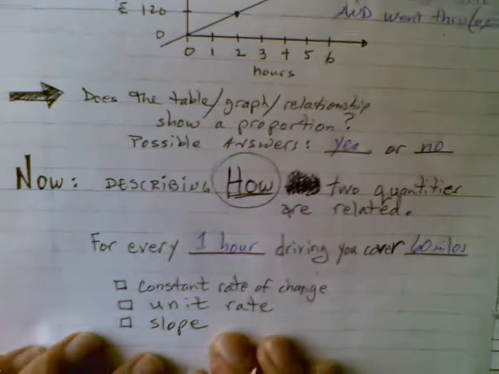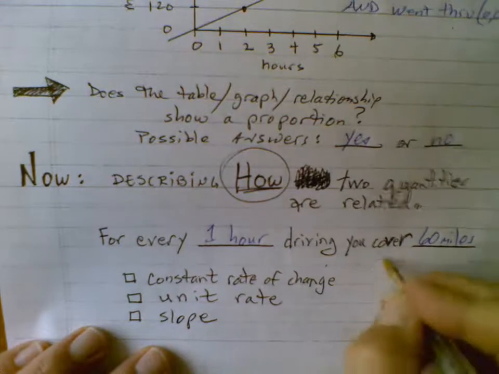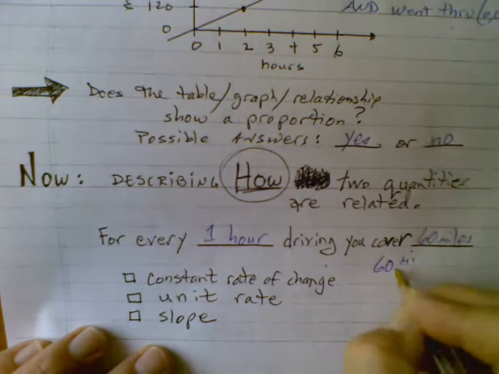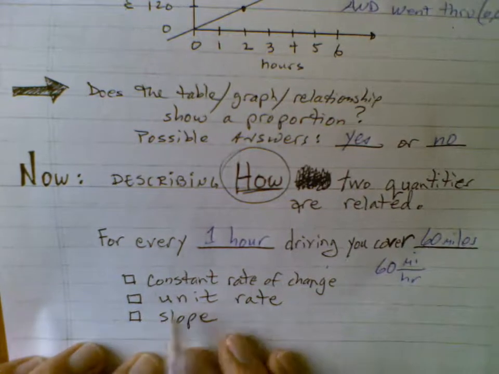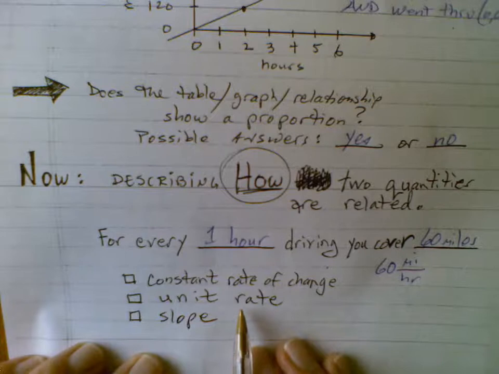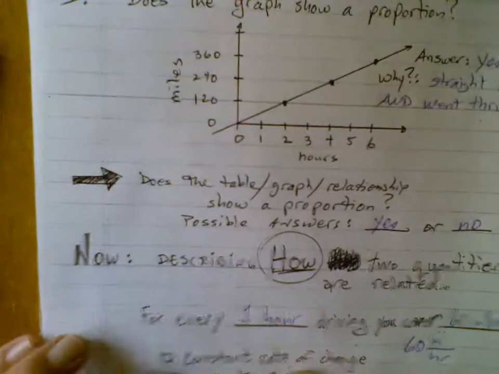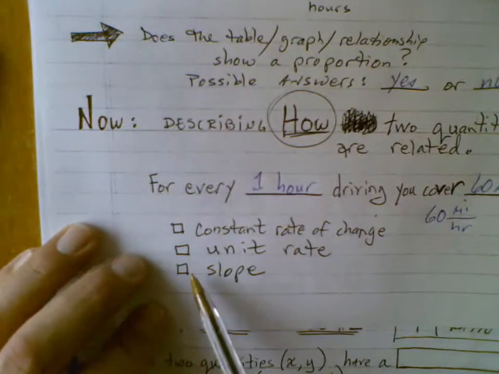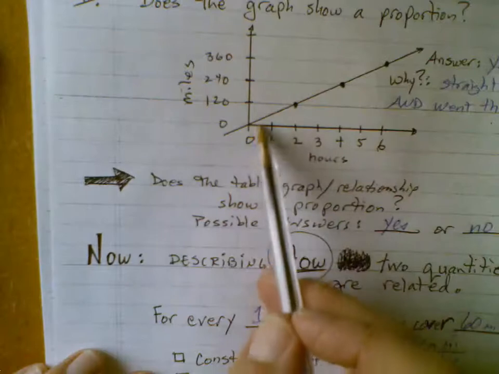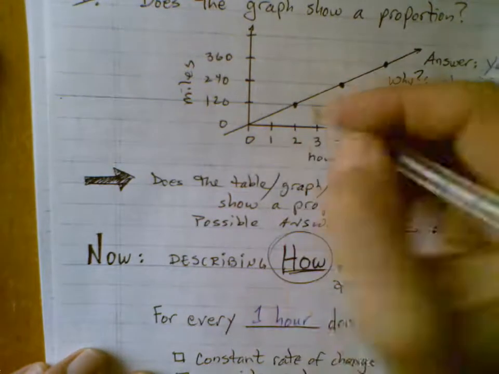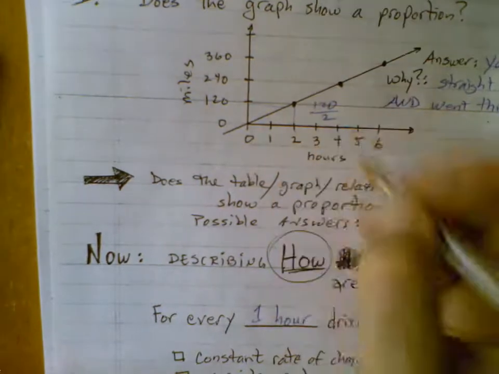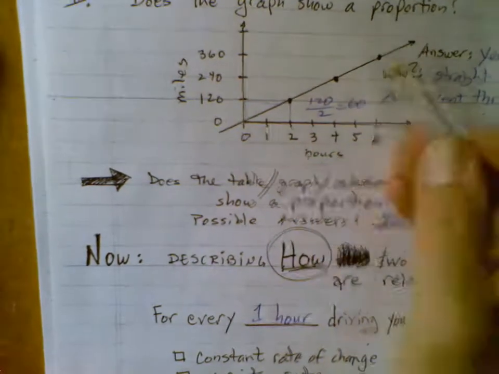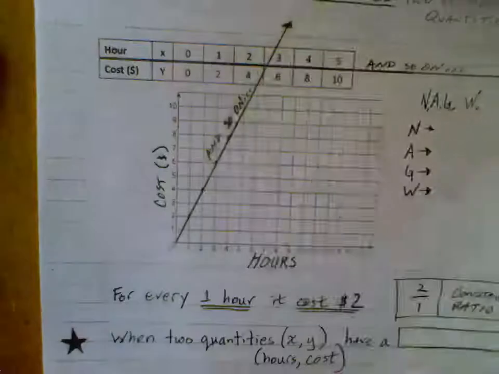And we have different names for these things. Let me write it this way: 60 miles in 1 hour. We called it the constant rate of change. Because it's out of 1 hour, we called it the unit rate. And most recently, we found that we described it in terms of slope. That is, the change in y over the change in x. So it was 120 miles in 2 hours, 60 miles an hour. That's the slope of this line. Okay, now we're moving on, though.